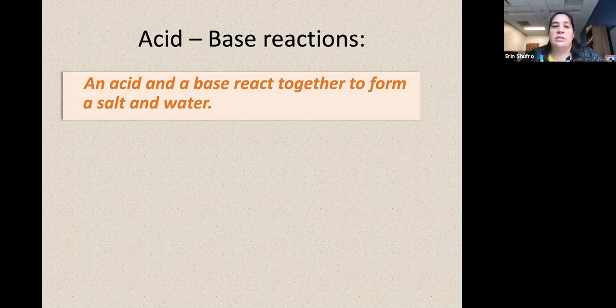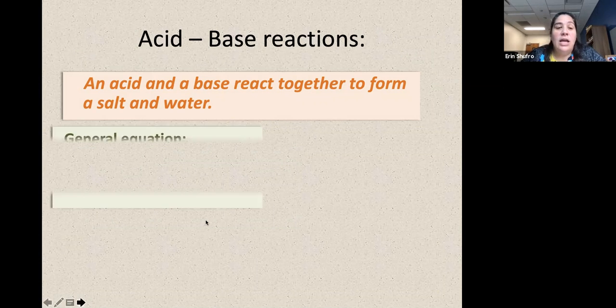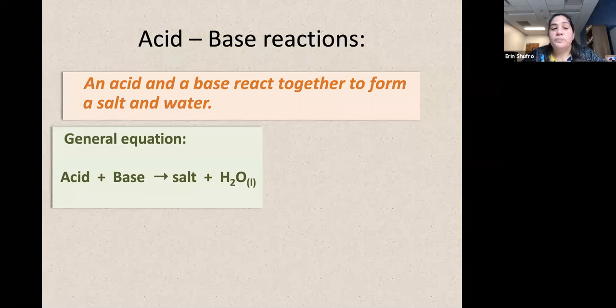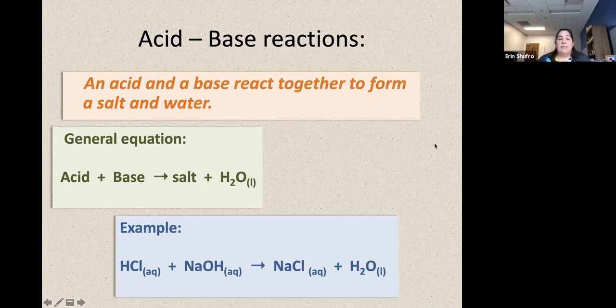Okay, acid-base reactions. That's another subcategory. This is when an acid and a base react together to form a salt and water. In order to identify whether you have an acid-base reaction, you have to know what an acid and a base are. So an acid and a base react together to form a salt and water. So here's an example of an acid-base reaction. Can somebody tell me what category this came from? This is a subcategory, so what other type of reaction is this?